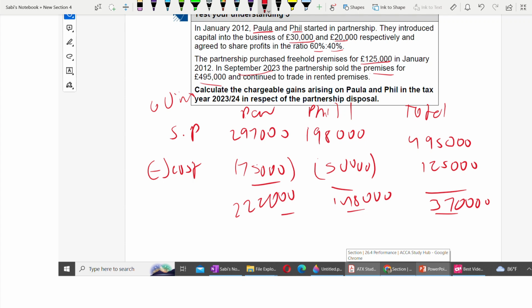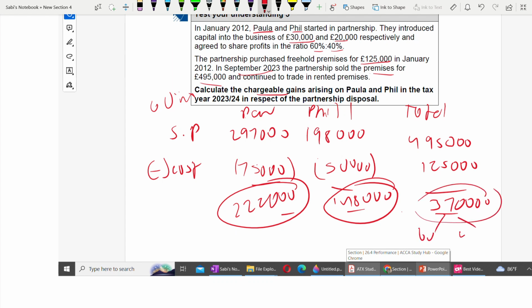Now, so this is your chargeable gain. Question asked you chargeable gain. Don't calculate CGT. Don't waste time. You are not going to get extra marks. Only these two are required. There is another way. You get this figure and you divide 60%, 40%. You will still get the same figure. This also you can do.